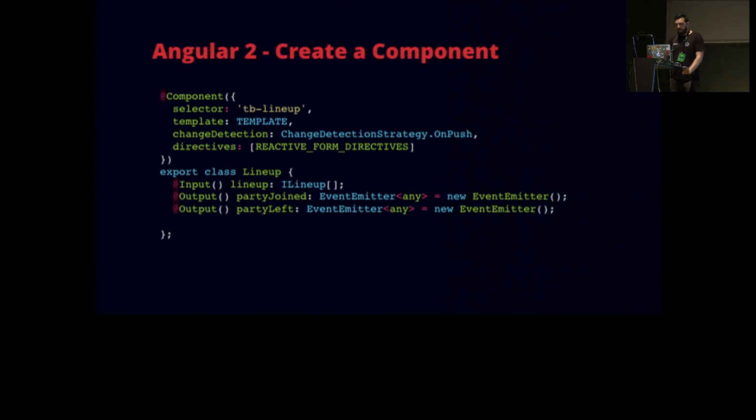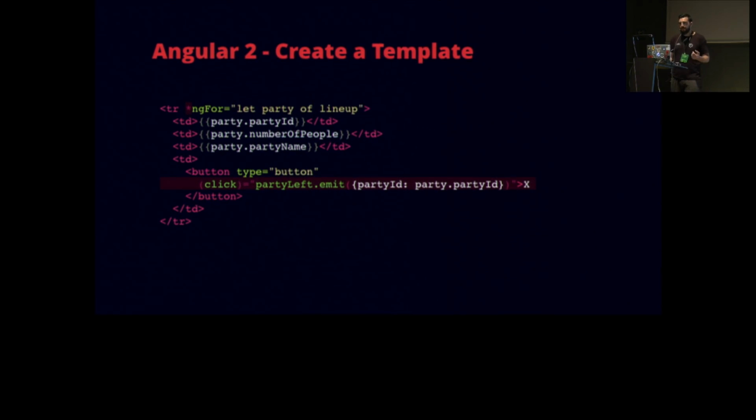So what the backing class of a dumb component might look like is you have your @Component definition. We load in our template. We tell it that we're going to be using the OnPush change detection strategy. And this is all that our lineup class needs. It's basically defining our input and the events that we're emitting. There's nothing else going on here. In our template, all we're doing is iterating over the inputs that have been passed in, displaying some information, and then when you click on the button, we emit an event upwards. This is all that it's doing, and at this point, it's pretty dumb.